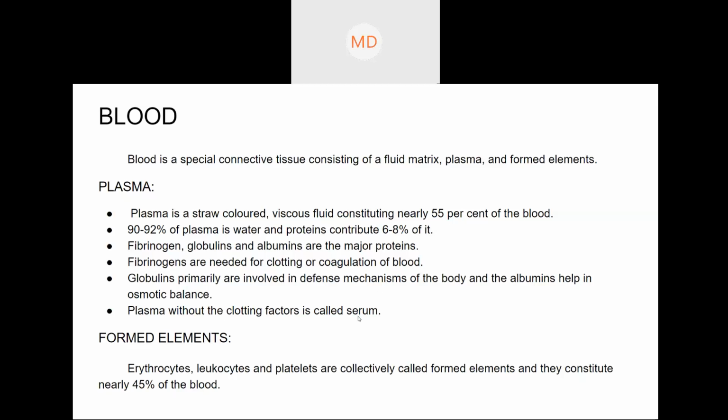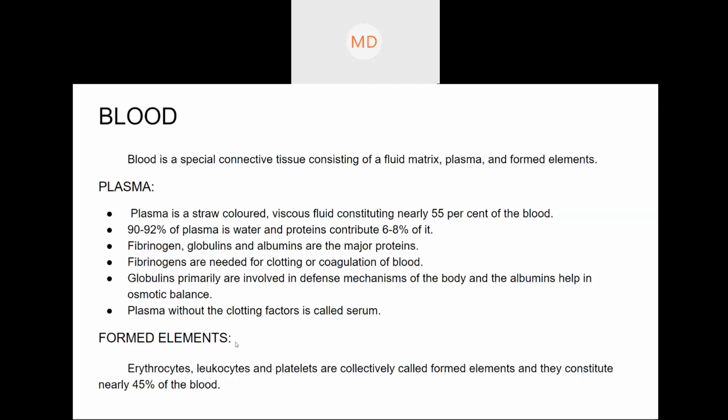Next, about serum. What is serum? If you remove the fibrinogen from the plasma, then it is known as serum. That is the clotting factor. So plasma without the clotting factor is known as serum. The things you need to remember about plasma is that it is straw colored and contains 90 to 92% water. Then three proteins are there: fibrinogen, globulins, and albumin, and the function of each protein.